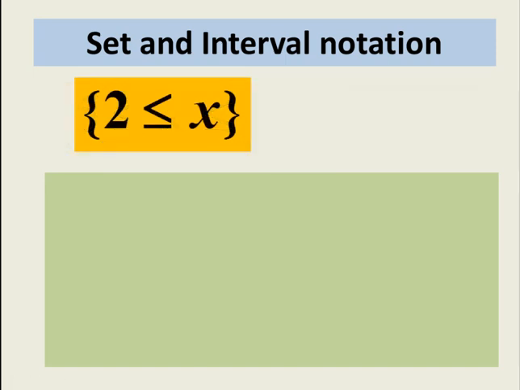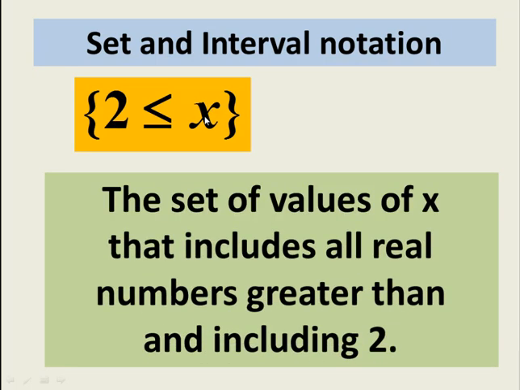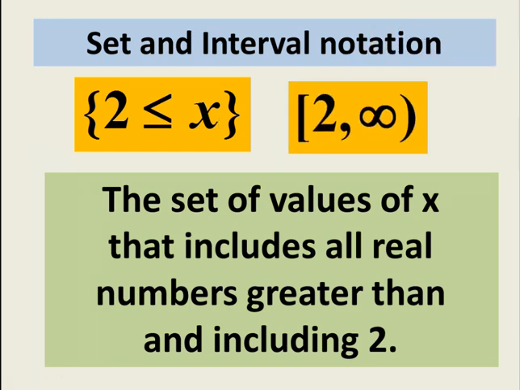Now, what does this say? Well, it's in set notation, and it says that x are all numbers what? The set of values of x that includes all real numbers greater than and including 2. How do we know it's including 2? Because it's got that equals line underneath it. So 2 is the smallest number, and all numbers greater than that are part of the set. How do we write that in interval notation? Well, 2 is included, and we're going all the way to infinity because this does not have an end on the other side. It just keeps on going.